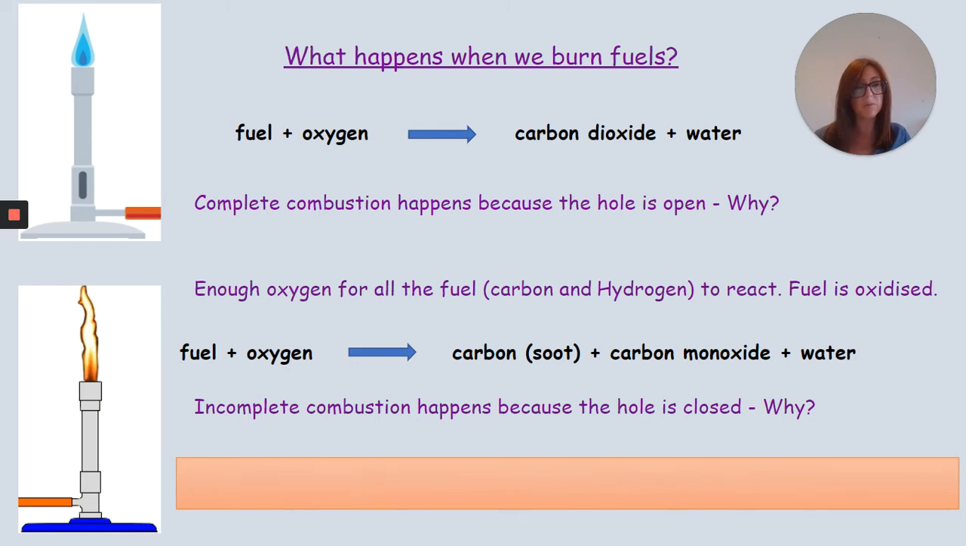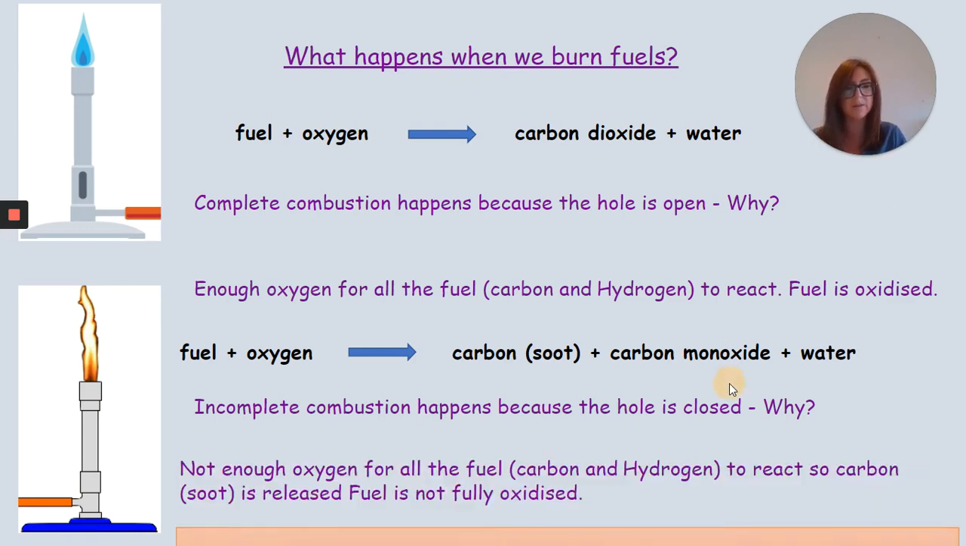What happens with carbon monoxide is that it can bind with the hemoglobin in your blood, and it means that not enough oxygen is carried around the body. We can talk about that again in a bit when we're talking about carbon monoxide in more detail. So incomplete combustion happens when the hole is closed. Why is this?